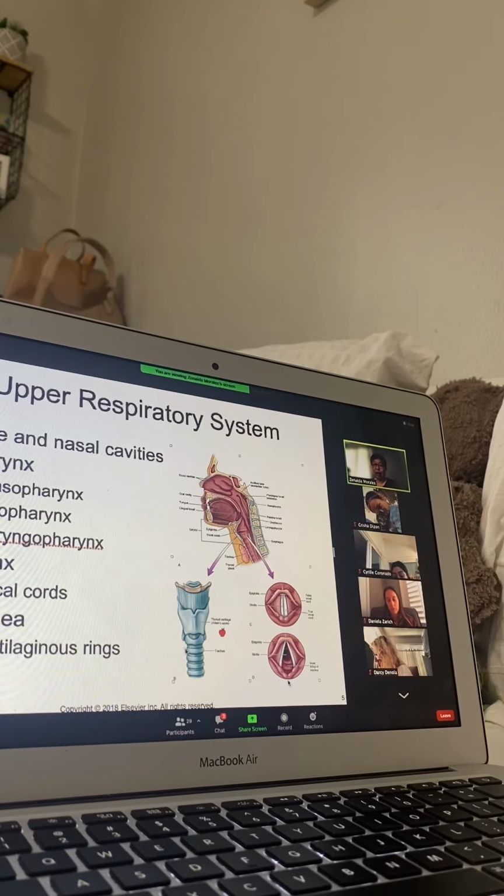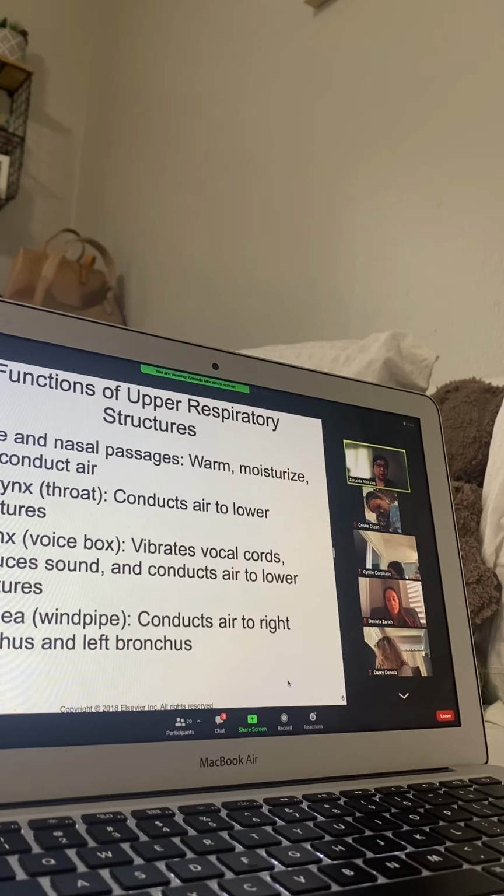And then you have your trachea. These are cartilaginous rings. What can I say about the trachea? Those cartilages prevent the collapse of the trachea, and it is held by C-shaped cartilage. Another common name for the trachea is the windpipe. And for the larynx, it's the voice box.